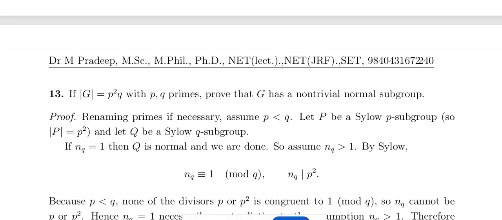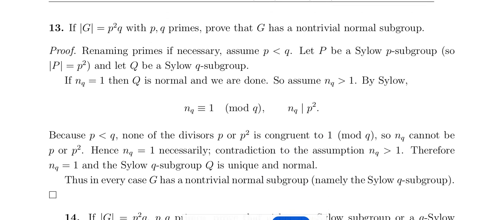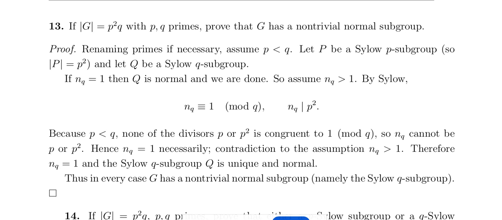Only in the case of this type of orders. Another very important result: if the order of G equals p squared q, where p and q are both primes, then G has a non-trivial normal subgroup.